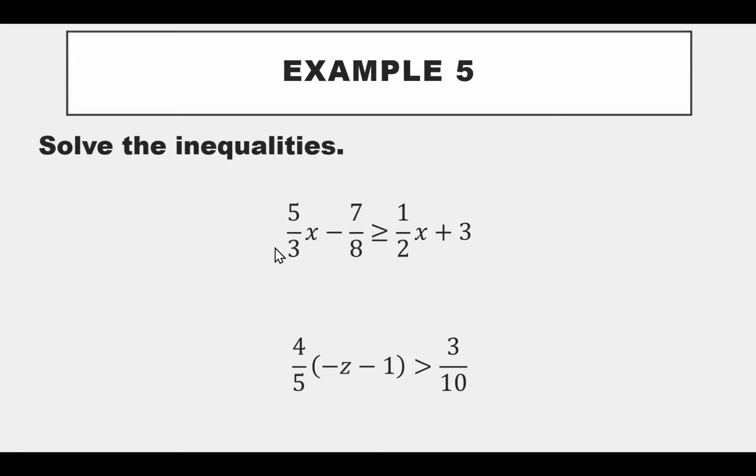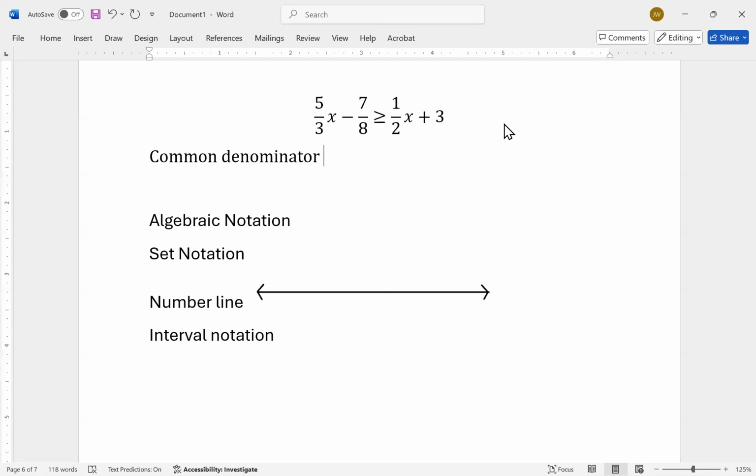So let's do both of these. If you want to, you can push pause on the video and try both of these on your own. In a couple of seconds, I will show you how each is done. In this first inequality, we have 5/3 times x minus 7/8 is greater than or equal to 1/2 times x plus 3. So we have denominators of 3, 8, and 2.